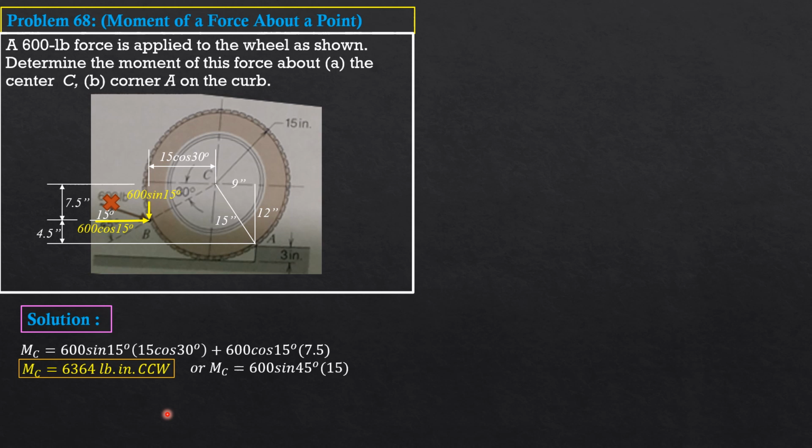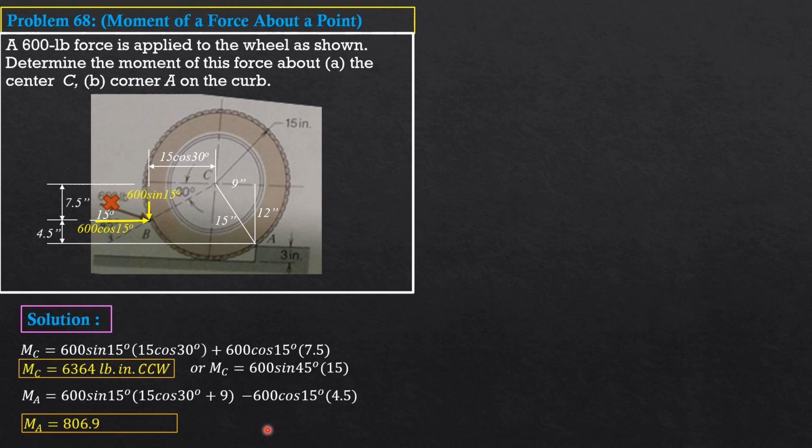Then for corner B, moment about C is 600 sine 15, counterclockwise positive, times 15 cosine 30 plus 9. Then because the moment of the horizontal component is clockwise, so minus 600 cosine of 15 times 4.5, the moment arm. So moment about C is equal to 806.9 pound-inch counterclockwise.